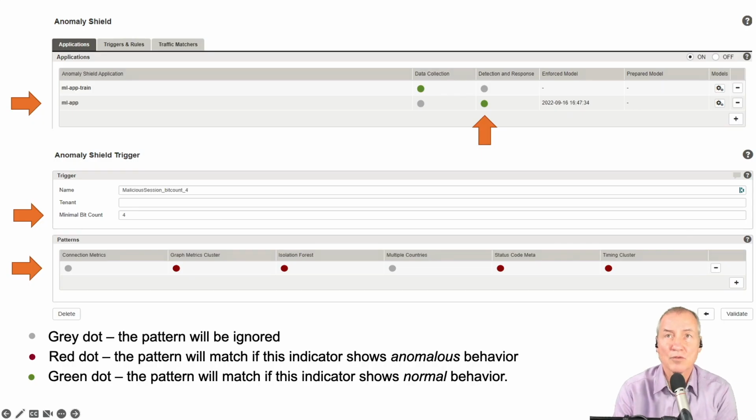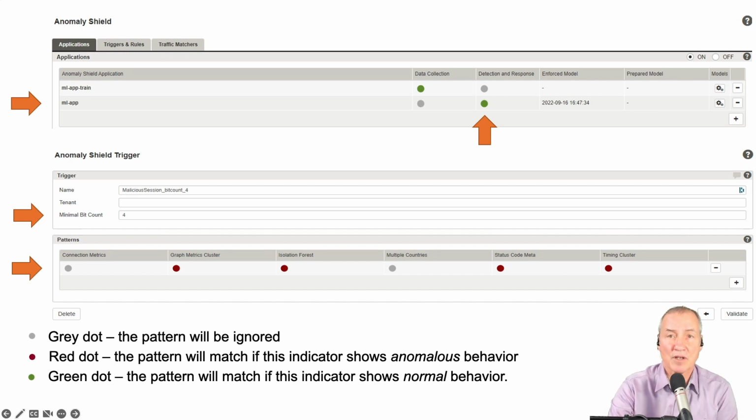We are using two Shield applications, one for training and one for detection. As you can see, MLUp has detection and response enabled. Below, a trigger is configured for this application. The minimal bit count is set to 4. The pattern is configured to ignore the connection matrix, include the graph matrix, include isolation forest, ignore multiple countries, include status code meta, and include the timing cluster.